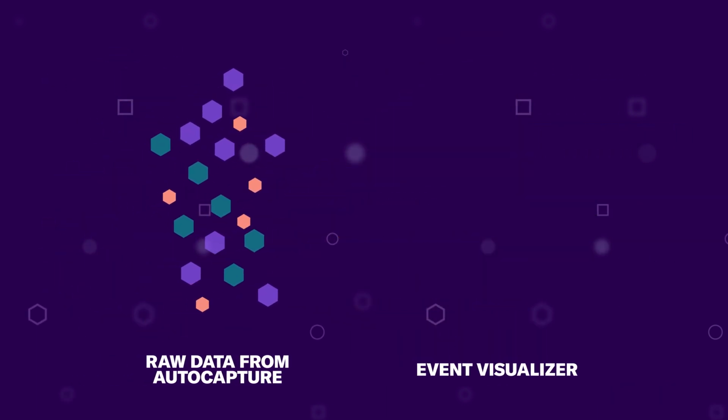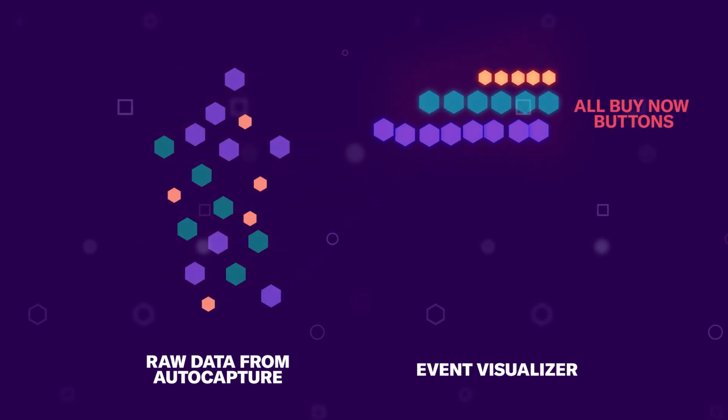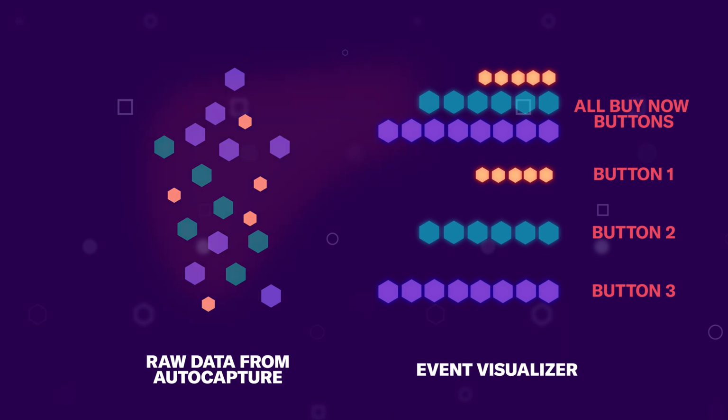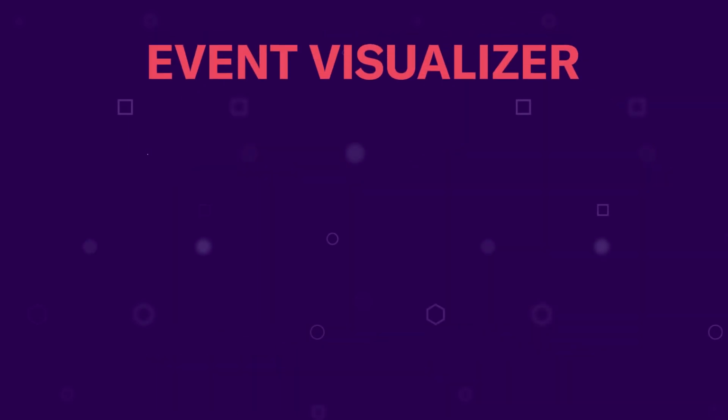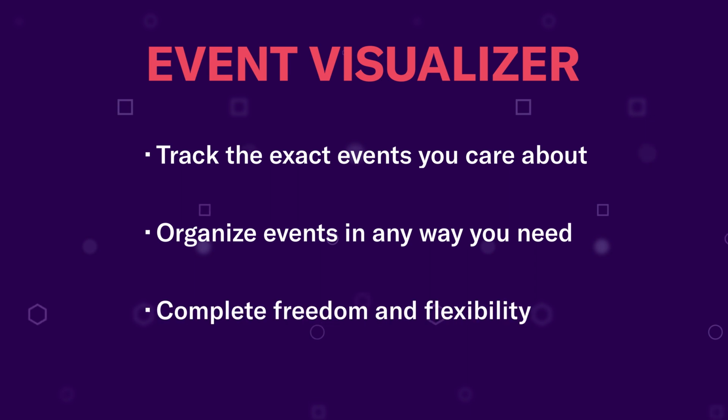Say you want to track all your Buy Now buttons at once. Using the Event Visualizer, you can tag all of them and group them together into a single event. But you can also track each of these buttons separately as its own event. Because you never touch your raw dataset, you can track both event definitions at the same time. You get the precision of tracking the exact events you care about, the flexibility to organize them in any way you need, and the freedom that comes with having a complete set of behavioral data.